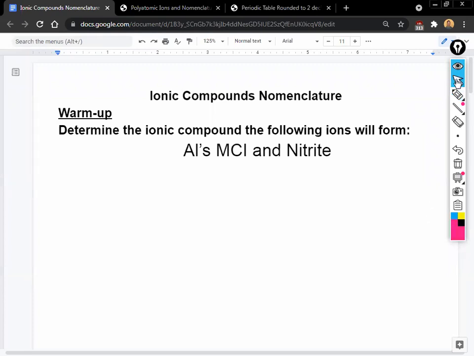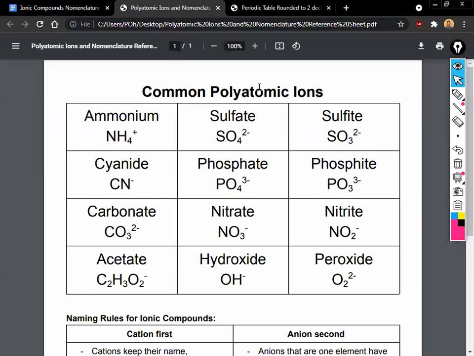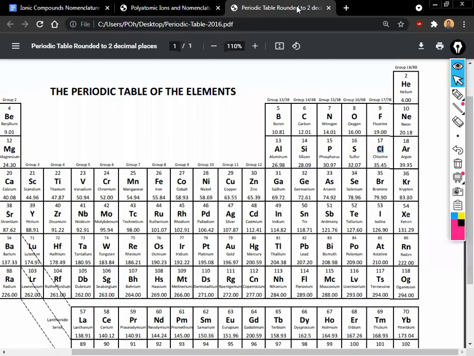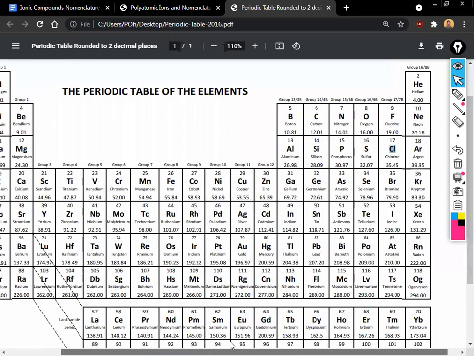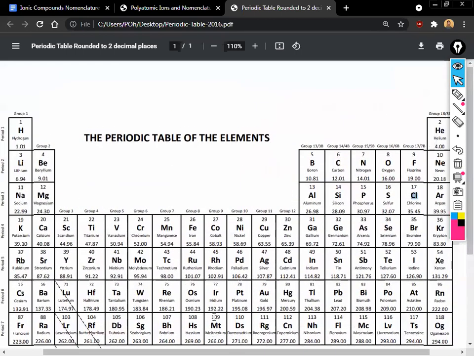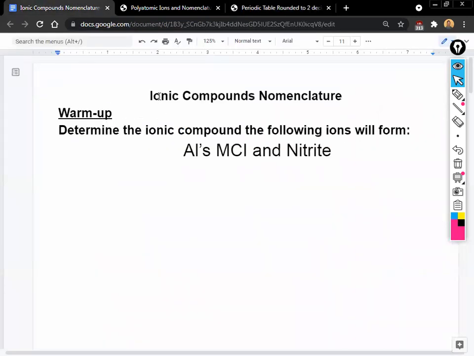Before we get started, you do need two things in front of you. You're going to need the common polyatomic ions sheet, in the sheet protector in front of you, and the periodic table, since we'll be referring to both. Make sure you have them handy, because we will be using them for the rest of the class period. Last time we met, we talked about polyatomic ions, and I want to review that information because we'll be building on top of it today.